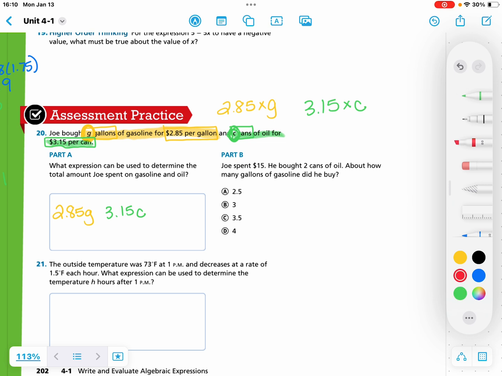Back to the question, what expression can be used to determine the total amount spent on gas? That word total, that's an easy one. Total means we've got to add them up together.